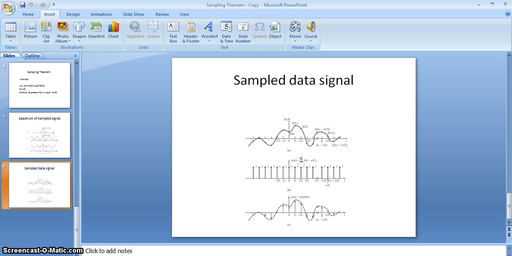When we sample at discrete instances of time, the number of samples will increase if fs becomes more. If it is less, you will get fewer samples. With fewer samples, it is easy for storage. If there are more samples, storage is difficult and processing is also difficult. So there has to be an optimum sampling rate, which should be greater than 2 times fm.